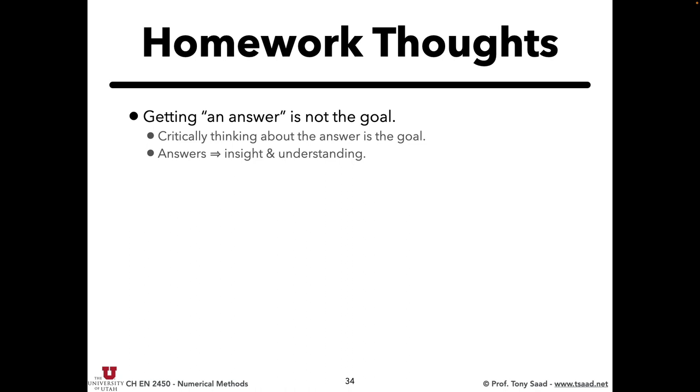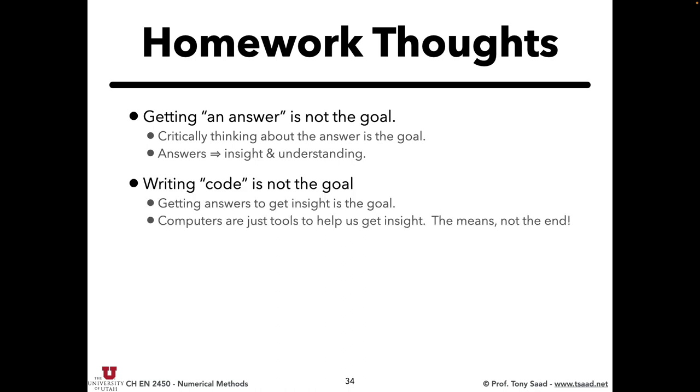But as you train your brain muscle to do this critical thinking, you'll be able to tell when you're on the wrong path, okay? Writing code is not the goal. I don't care if you write 2,000 lines of code to solve the problem or 2 lines of code. As long as it runs and does get the job done, I'm happy with that, okay?